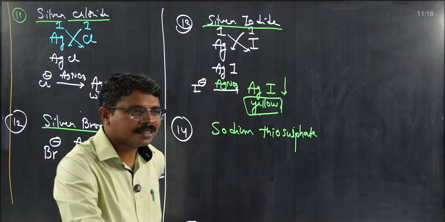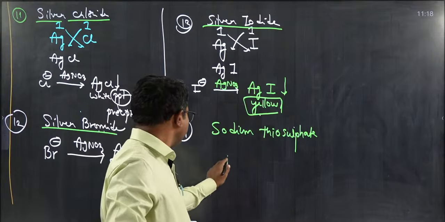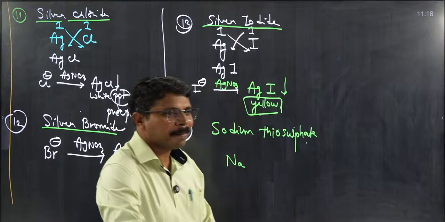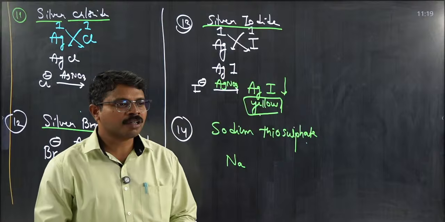NaS2O7 is not right. Try the compound formula. Sodium symbol, you can write it as Na, but the suffix is for thiosulfate. Thiosulfate I have given in the last class. Very good, Josh Rathod.